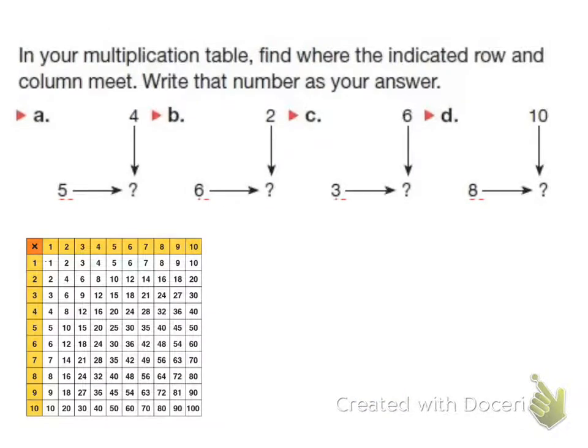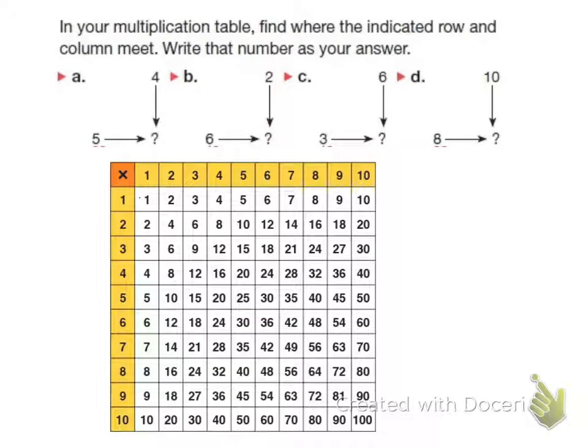So we need to find where the indicated row and column meet, and then write the number as your answer. So for A, it's telling us to start at 5 and go over, and 4 and go down. So we're going to start at 5 and go over, and 4 and go down, and my answer is 20. So that means that 5 times 4 is 20.